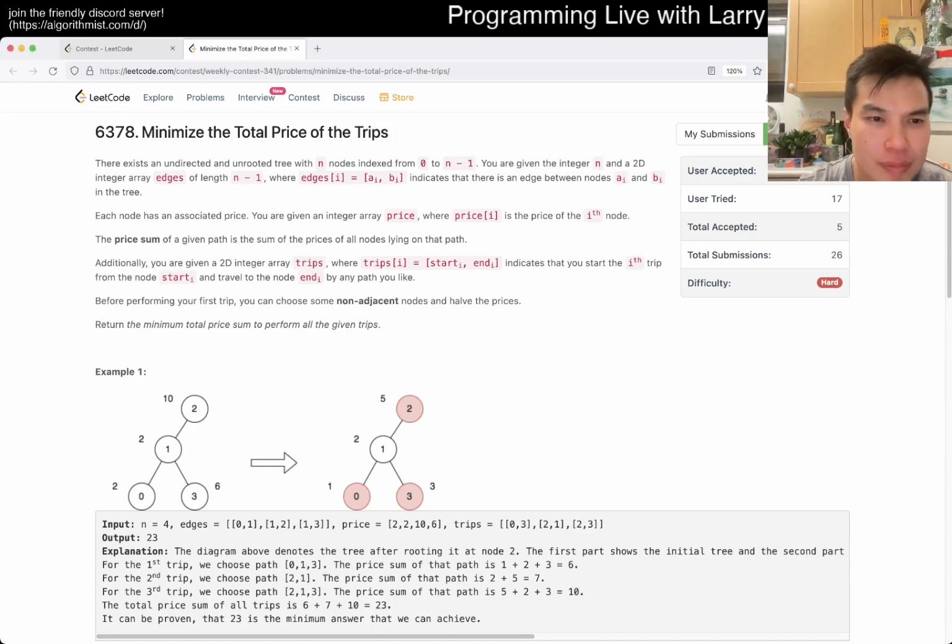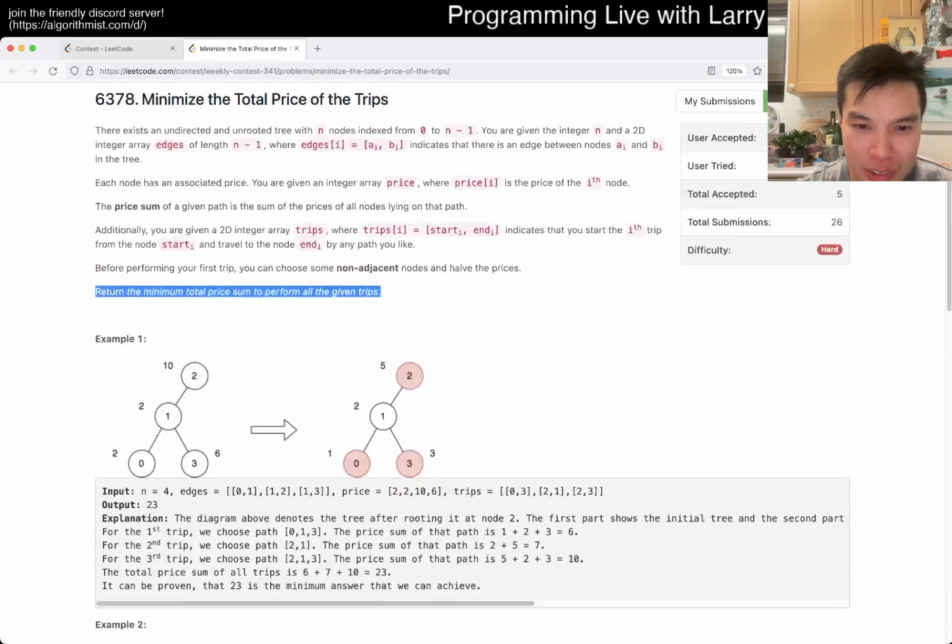Each node has a price. Given price of I, the price sum of the node. Given 2 array trips, where trips of I is equal to start I and travel to the node I. Before, oh my god, so many things. First, you can choose some non-adjacent nodes and half the price.